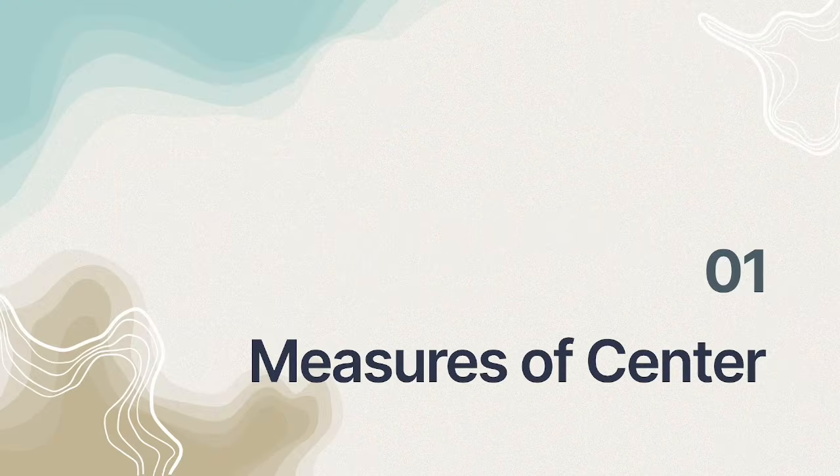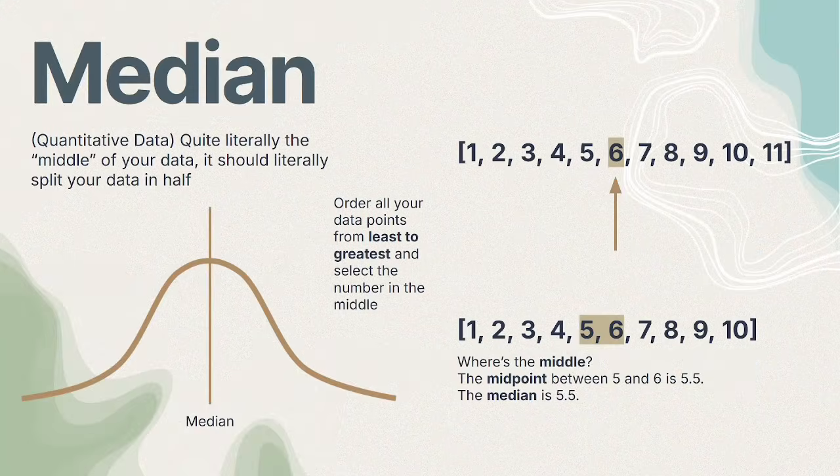Okay, measures of center. Let's start with the basic measures of center. When we first receive a data set, our immediate goal is to find its center or typical value. There are three main ways to do this: median, mean, and mode. First, we discuss the median.